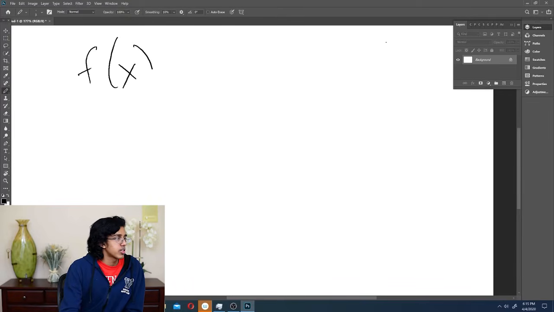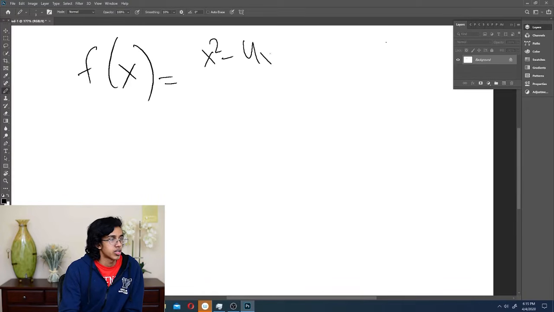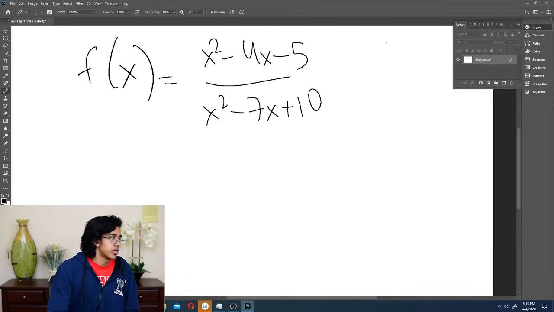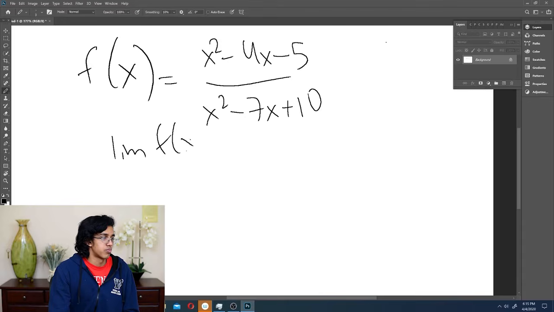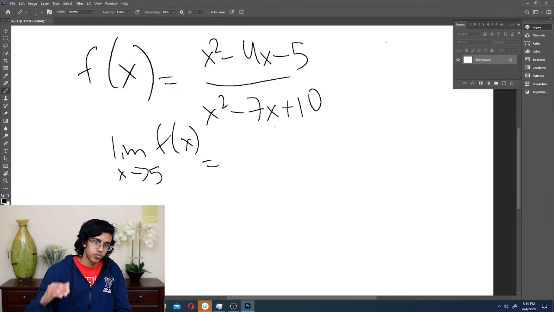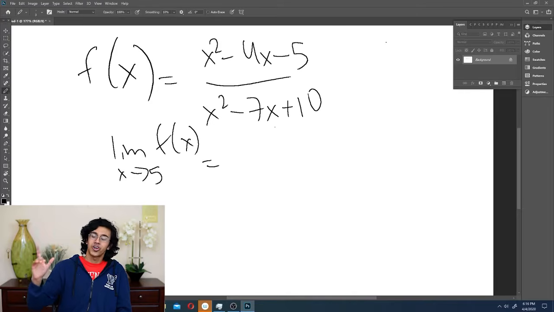So f of x, or actually let's do a hard example. So I am going to think of a question from the top of my head. Let's say x squared minus 4x minus 5, over x squared minus 7x plus 10. And let's say we wanted to find the limit as x approaches 5. Now, whenever you're faced with a fraction of polynomial functions, there's literally one way to solve them.